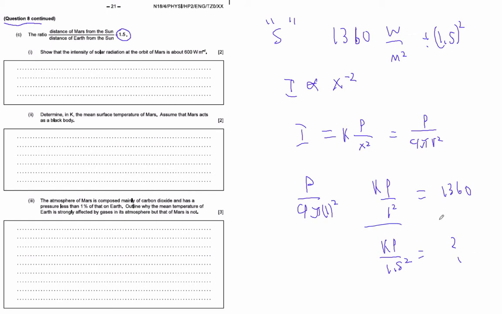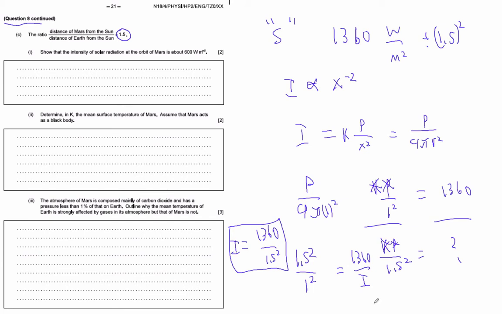You can divide these sides by each other. Well, k is the same, so that goes away. Power is the same, that goes away. And you end up with 1.5 squared over 1 squared equals 1360 over the intensity at Mars. So how do we do this? Well, the intensity at Mars is just 1360 divided by 1.5 squared, because of maths.